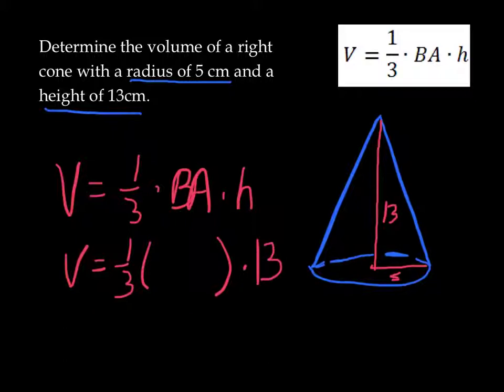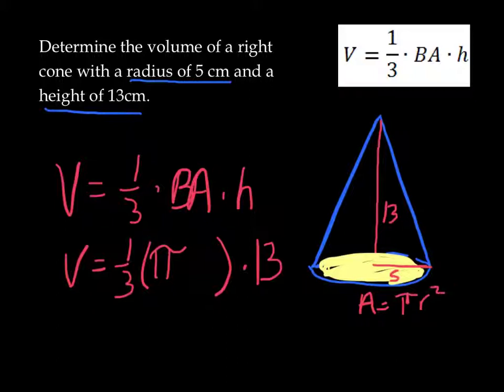Well, what is the base area? Well, this base is a circle, right? This is a nice, beautifully drawn circle. And this circle has got a radius of 5 centimeters. So our base area is pi r squared for all circles. So that's pi times 5 squared. Okay, well, it's just a matter of typing all this in. So 1/3 times pi times 5 squared times 13. And that gives me 340.3 centimeters cubed.